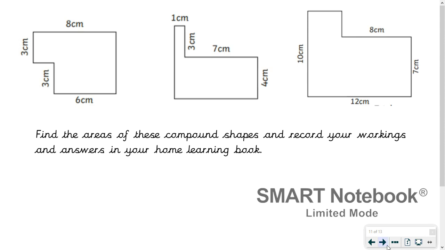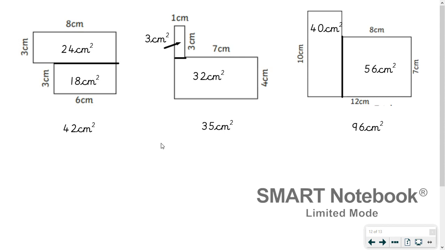Good stuff. Right, let's go through the answers. So I split my shape across here. You might have done it differently, but that left me with this rectangle is 24 centimetres squared and this one was 18 centimetres squared. I'll split it here because then I didn't have to do any taking away or change sides, just that one, that one, that one, and that one. Left me 42 centimetres squared.